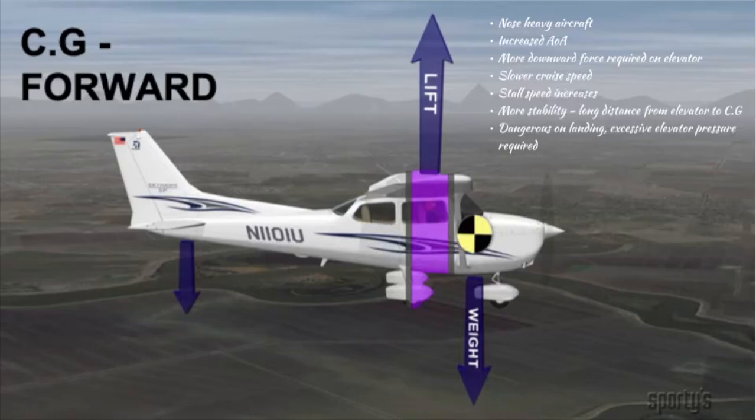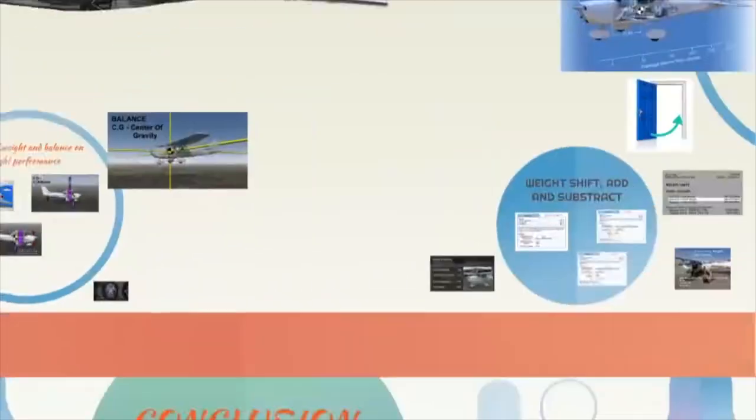Now, here is the example when the CG is forward. It's going to make our nose heavy. We're going to need a high angle of attack, with more downward force required on the elevator. Then we have a slower cruise speed. The stall speed increases. And as I explained before with the door example, it's going to be more stable. We have a long distance from the elevator to the center of gravity. It's going to be dangerous on landing. Excessive elevator pressure is going to be required.